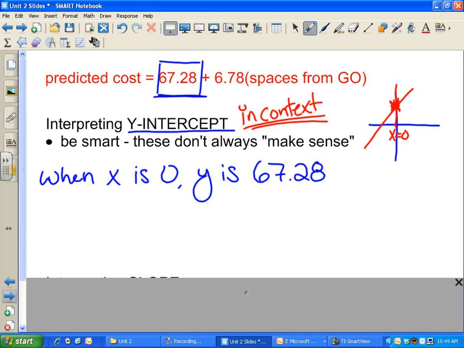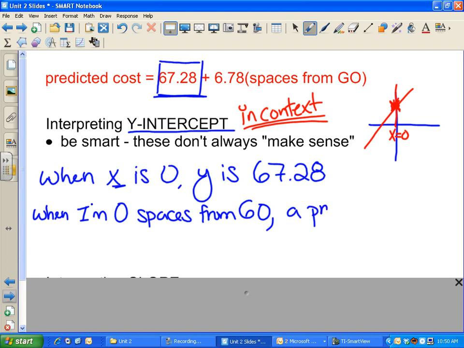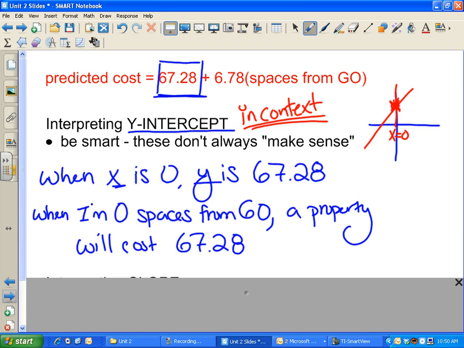But that's not in context. X and y could be anything. So I need to put it in context. When I'm 0 spaces from go, that's what the x variable was, the number of spaces from go, and it needs to be 0, a property will cost 67.28. Notice my y changed into the cost.